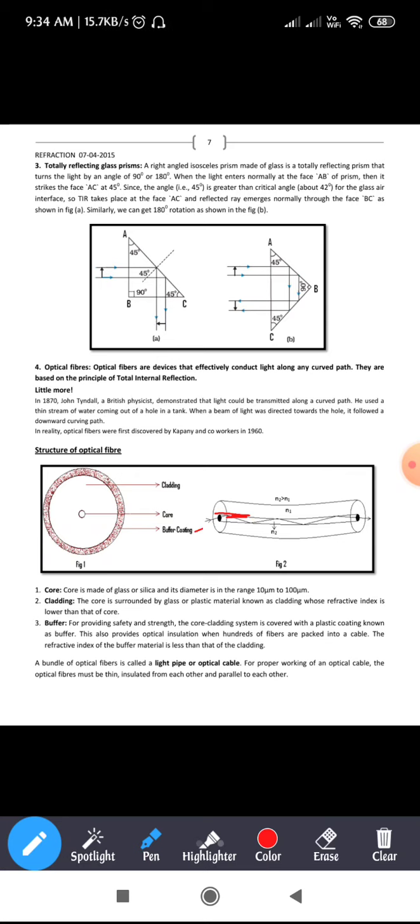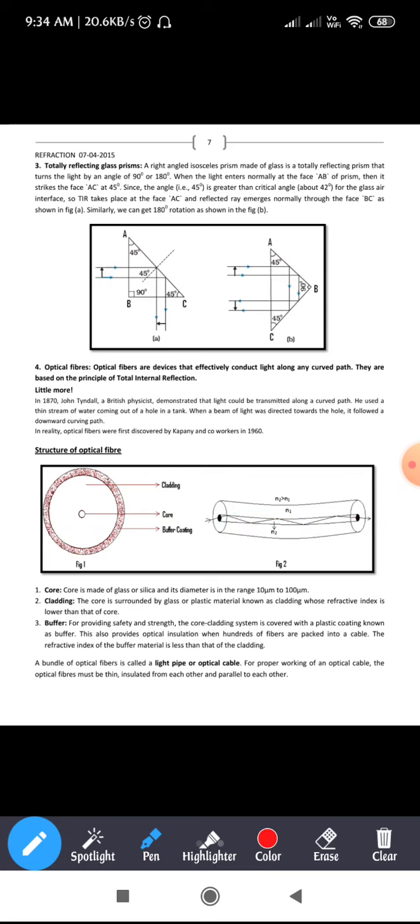So the light enters, it undergoes total internal reflection, again it moves here, again it undergoes total internal reflection, again it moves in this direction. When the light is moving inside the core, it undergoes multiple total internal reflections. So this is how the optical fiber works.